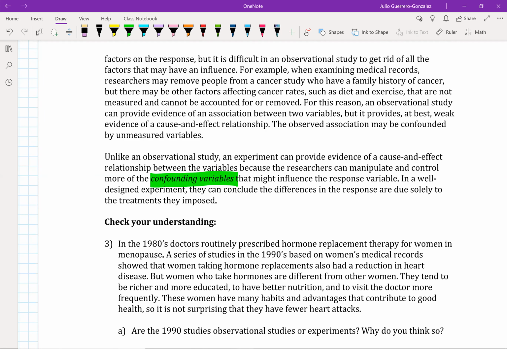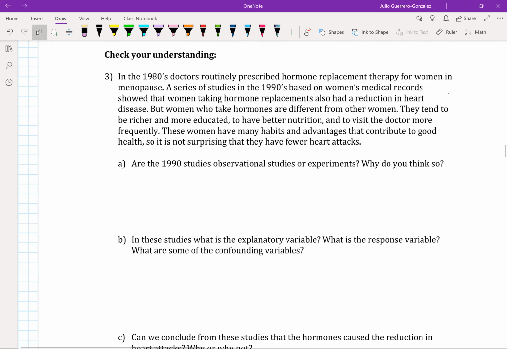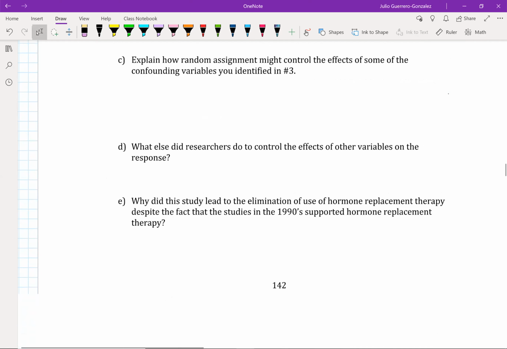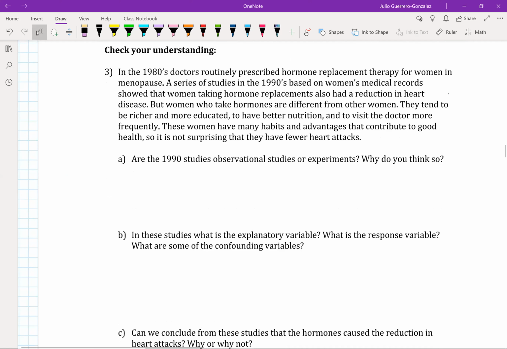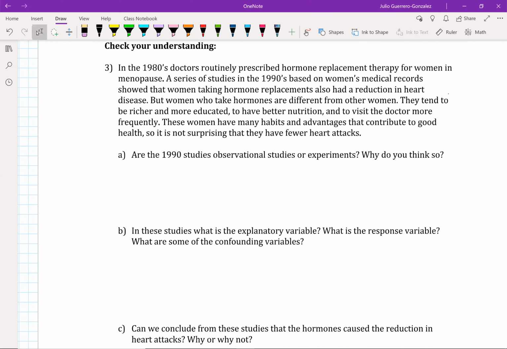Okay, so for the check your understanding ones, I want to do number 3. How many do we have here? Yeah, let's do number 3. I'm going to break you guys up into your groups again. And I want you guys to try number 3 out. Actually, try number 4 as well. I'm going to give you guys 20 minutes with it.